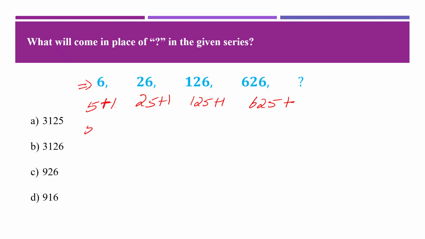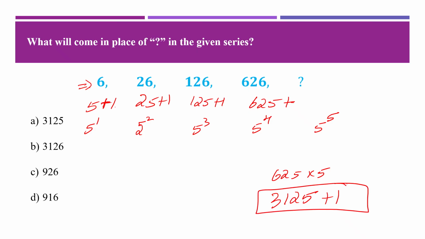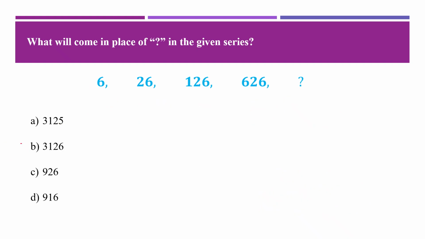Okay, that is 5 power 1, 5 power 2, 5 power 3, 5 power 4. Obviously this is going to be 5 power 5. So 5 power 5 is nothing but 625 into 5, which will be 3125. And add 1 to this, that's 3125 plus 1, 3126. I go with option B. Great. Moving on to the next question.